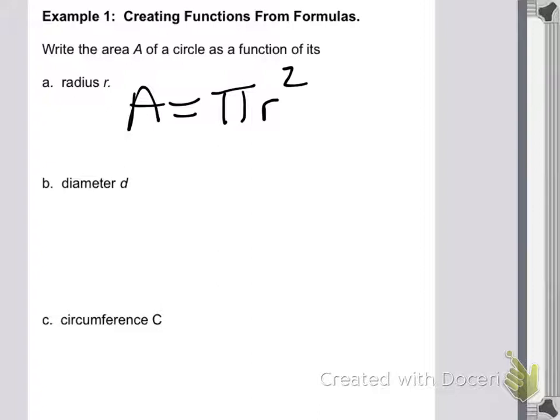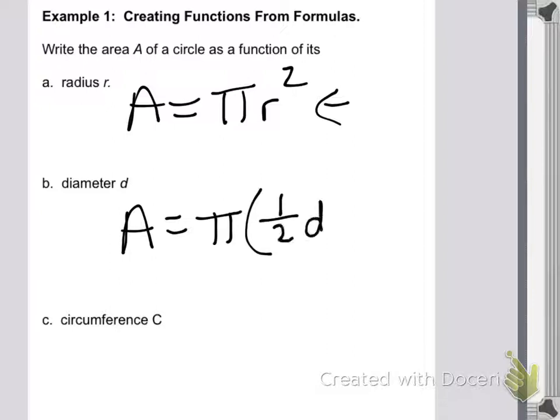Now we have to write the area as a function of the diameter. Now, obviously there's no diameter in this formula. Okay, but think about what radius is. Radius is half the diameter. So instead of r, put 1/2 d. Same formula, but the radius is half the diameter. Well, that's a good way to get d into the equation, right?